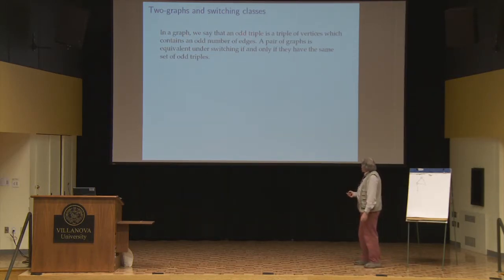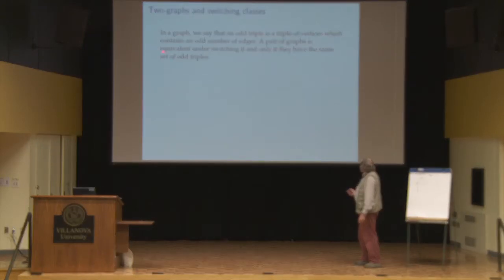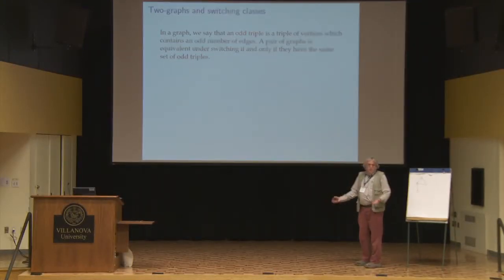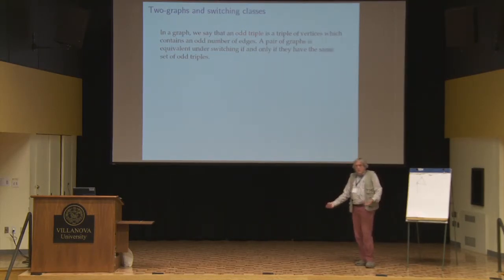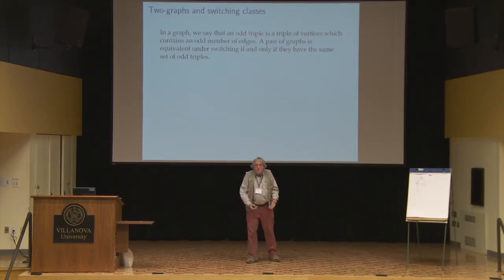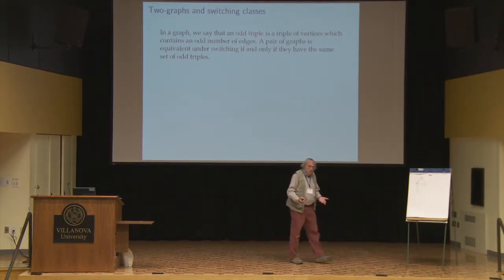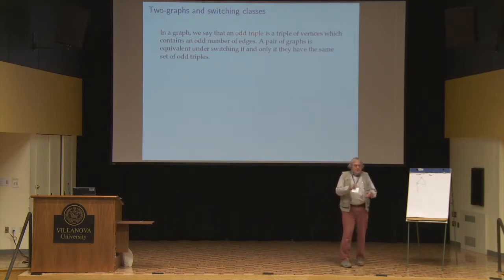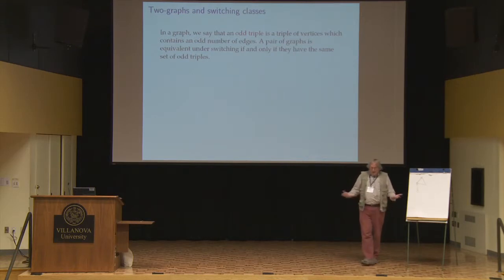Then a pair of graphs is equivalent under switching. You can switch one graph into another if and only if the odd triples in the first coincide precisely with the odd triples in the second. What you need for that is that when you do switch, you don't change the property of a triple of being odd. And that's just a case of drawing a few pictures of three vertex graphs and switching them and checking that odd goes to odd and even goes to even.